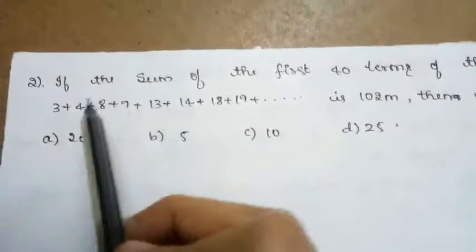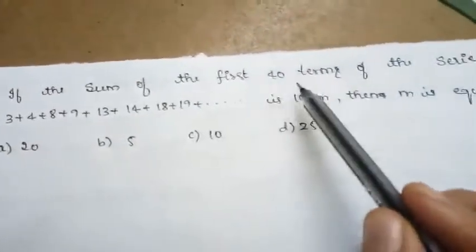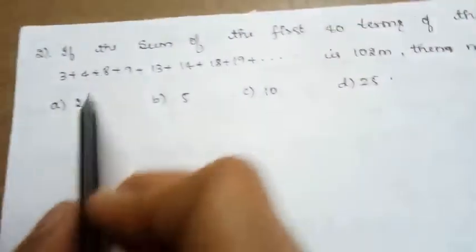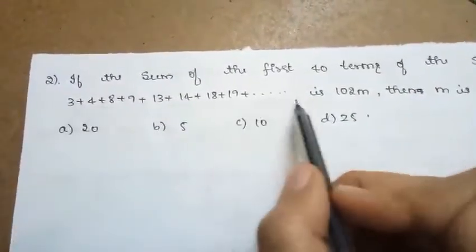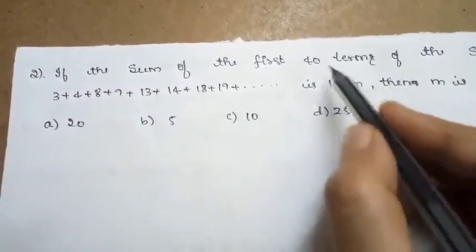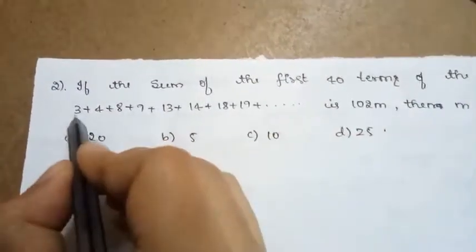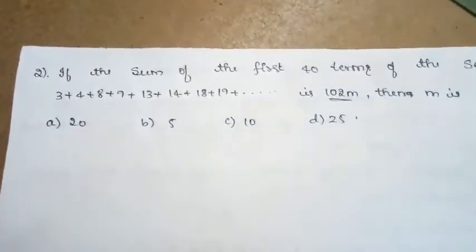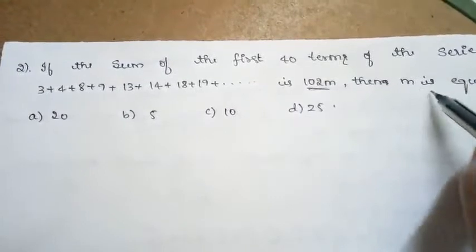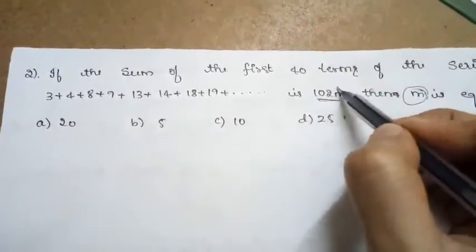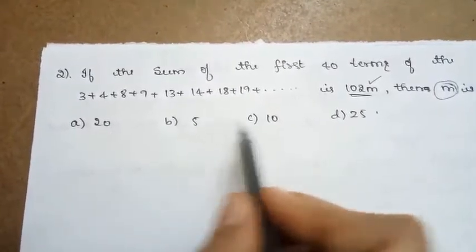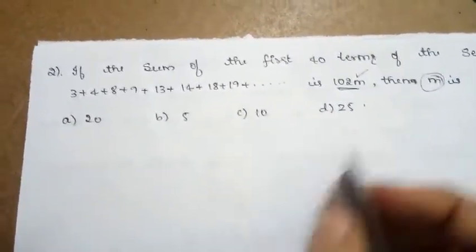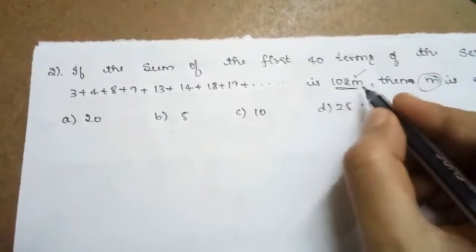So our next question: if the sum of the first 40 terms of the series is, they have given, the series is this one, 102m. So the sum of the 40 terms of this series is equal to 102m, and we need to find the value of this m, and they have given the options, that is A 20, B 5, C 10 and D 25. So we need to find what is the value of this m.